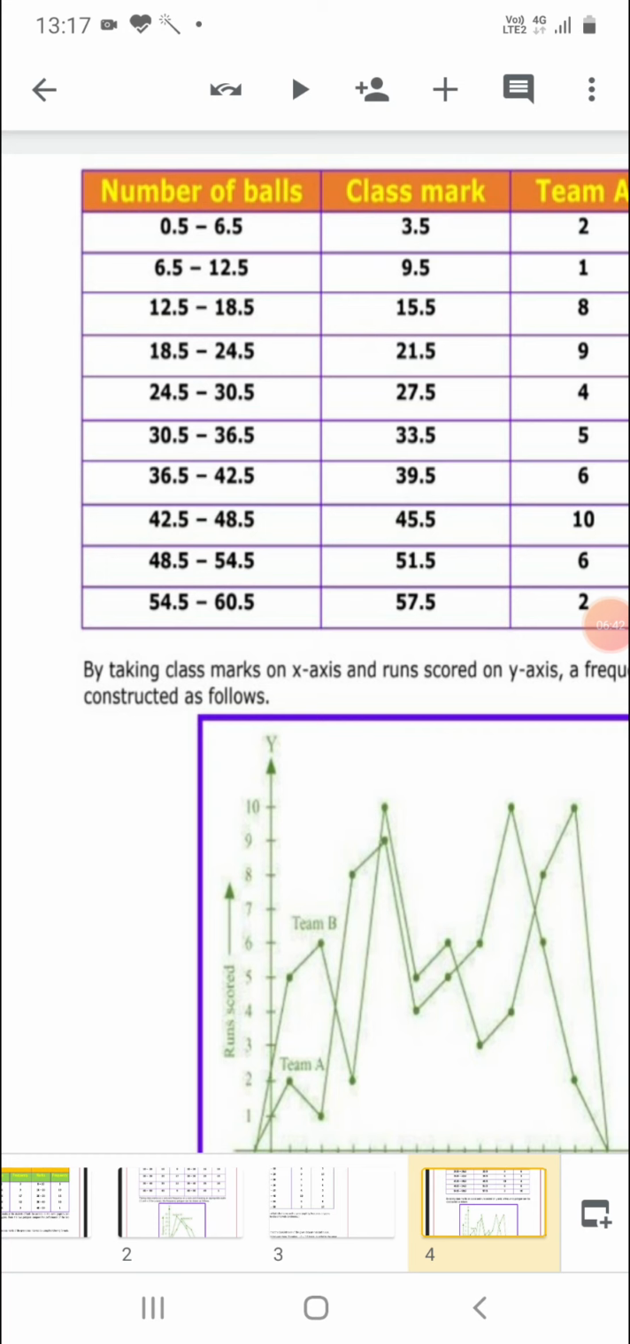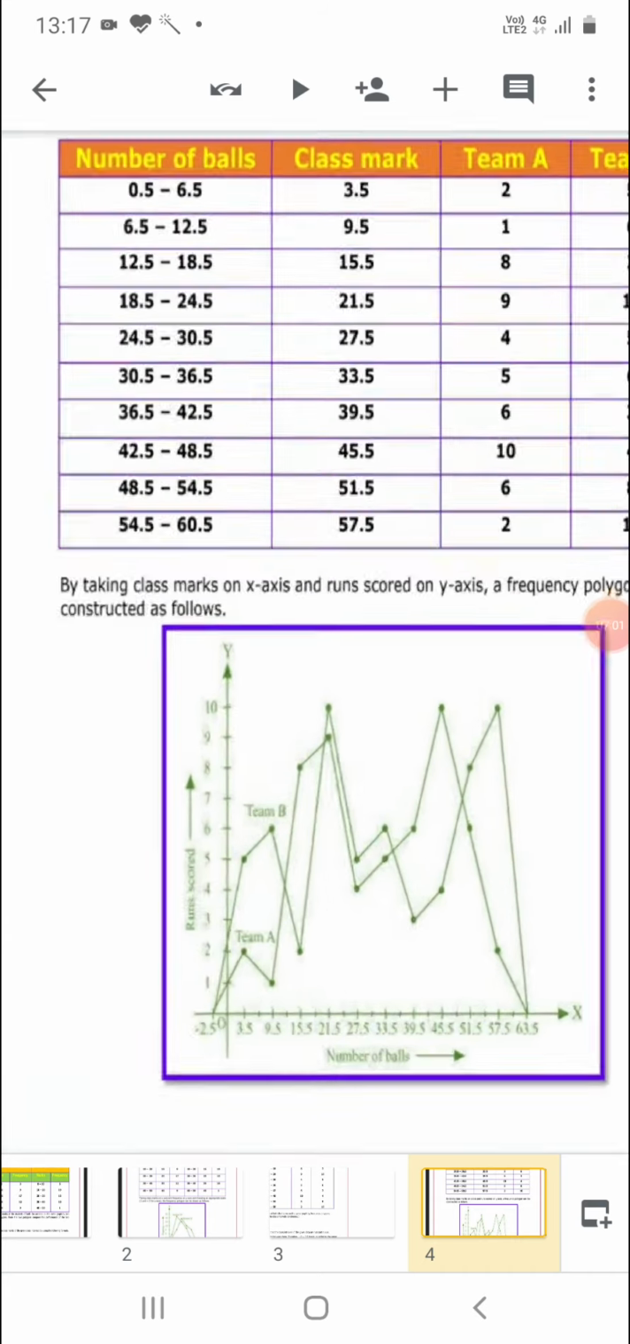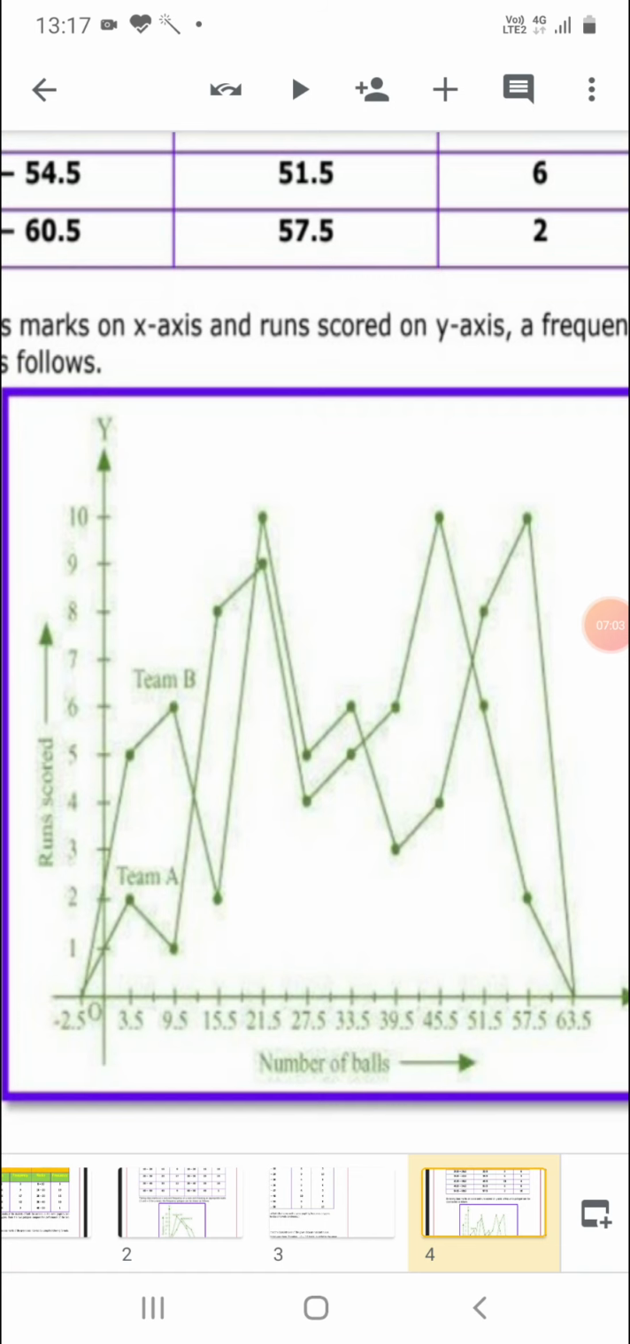So after that class mark, you know the formula: lower limit plus upper limit, means 0.5 plus 6.5. So 6.5 plus 0.5 means 7. 7 by 2 is 3.5. You'll get the class marks. Then first of all represent class marks along with team A and then class marks with team B, and you will get this frequency polygon.